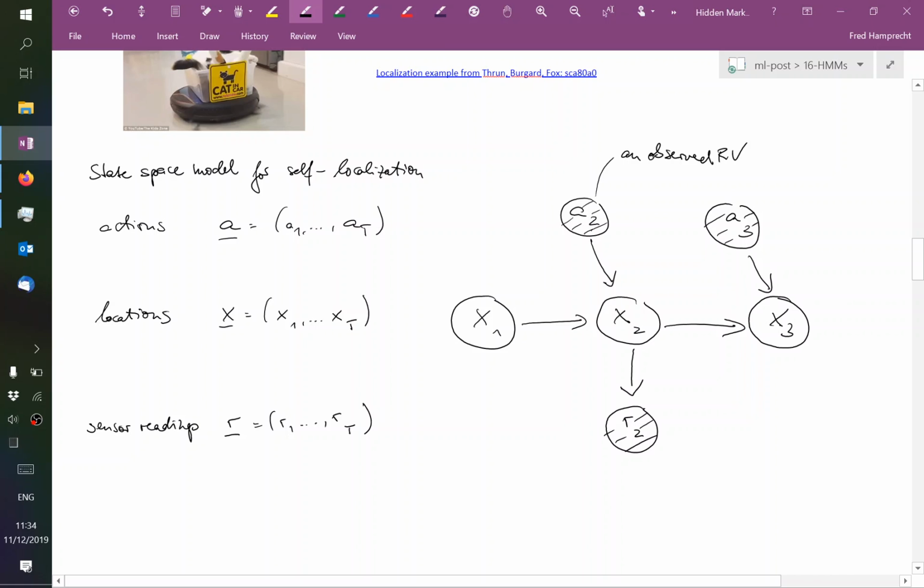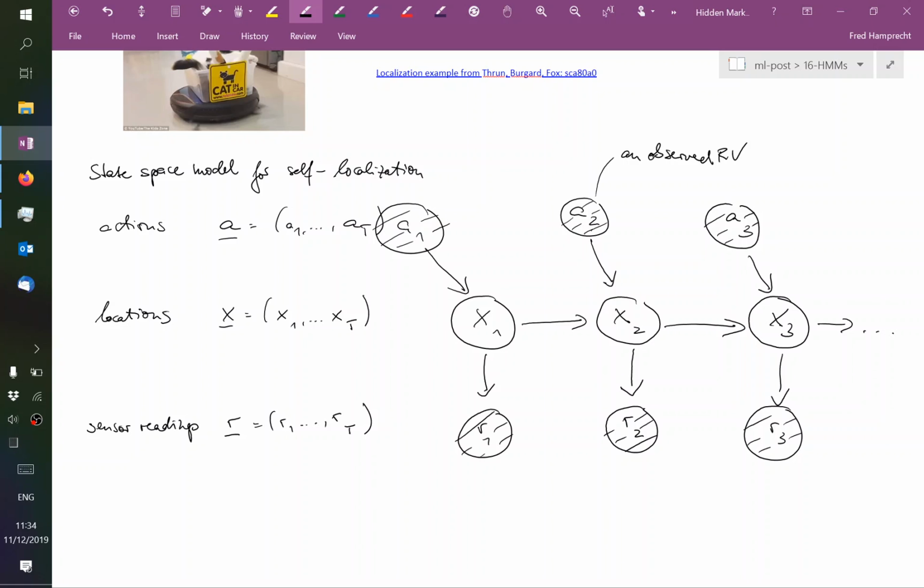Okay, and by the same reasoning, we can now extend this plot. It goes on and on. And for the first state, let's say we also have a reading R1. And perhaps we already took an action A1 that took us to this first state. All right.